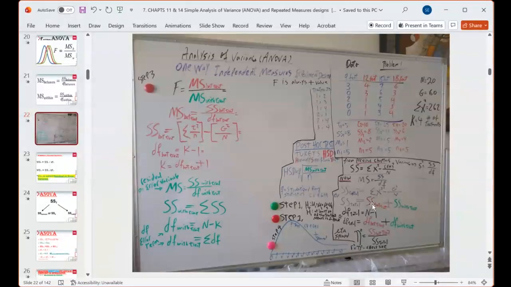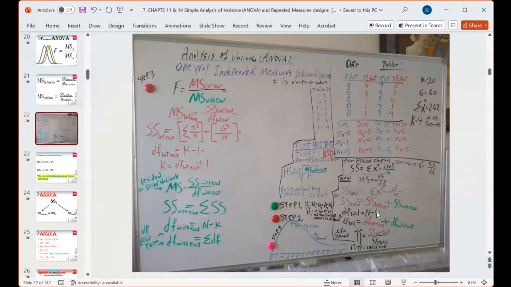That's one way to calculate it, or you can use the formula I just mentioned, sum of X squared minus G squared over N. Another way to calculate DF total is N minus 1, that's uppercase N, the total number of participants. In this study, we have 20: 4 groups, 5 people in each. So 20 minus 1 is 19. And DF total is also what you get when you add up your DF between and DF within. So that's pretty much all our formulas except the post hoc test.